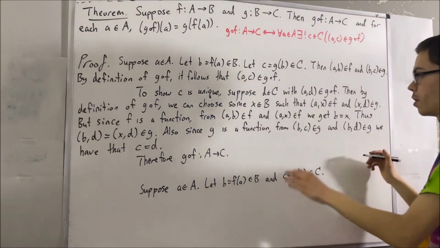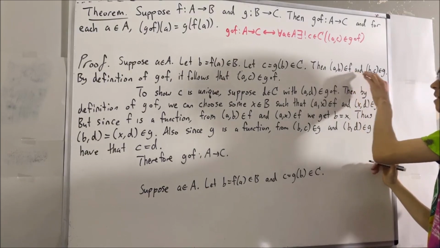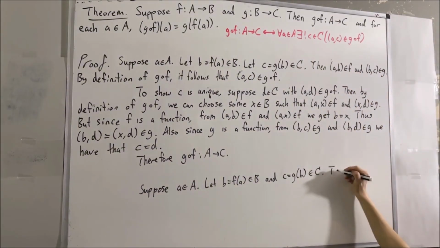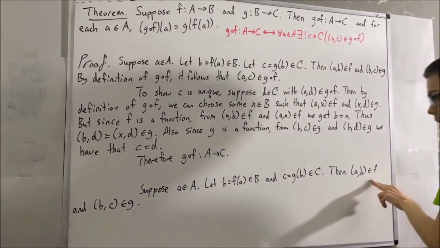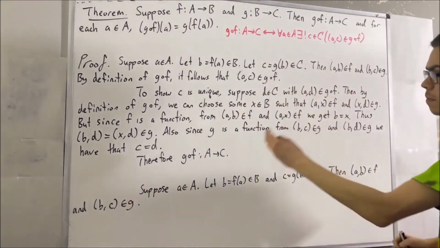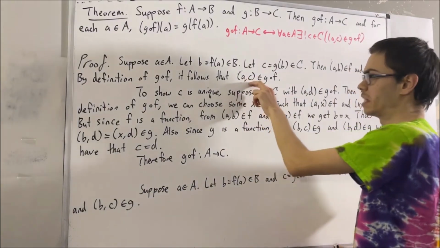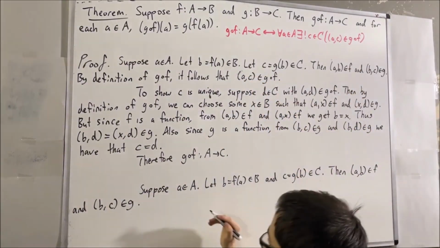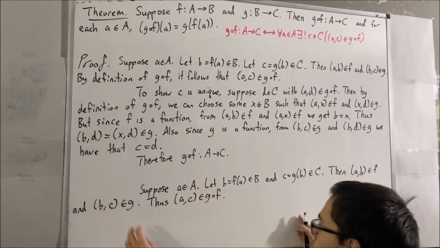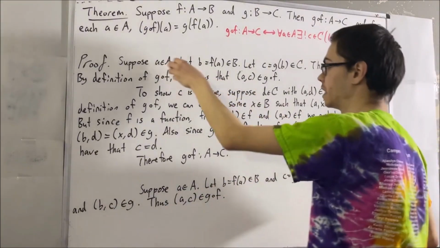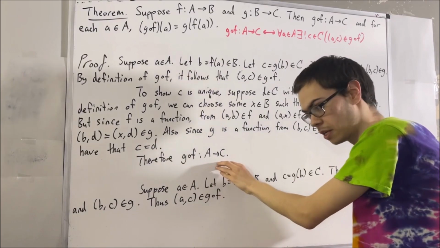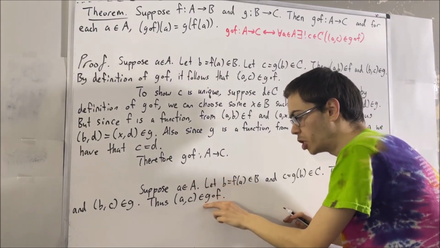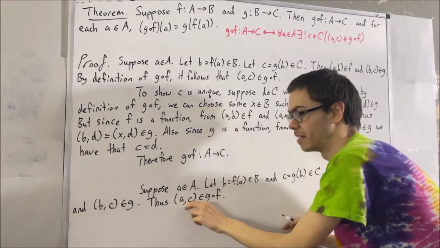Well then, we know that this means (a, b) is an element of f and (b, c) is an element of g. And putting these two together, we know from compositions of relations that (a, c) is an element of g compose f. So we performed the same exact steps that we did in the existence portion, but now that we know g compose f is a function, this means we can write that g compose f evaluated at a is equal to c.